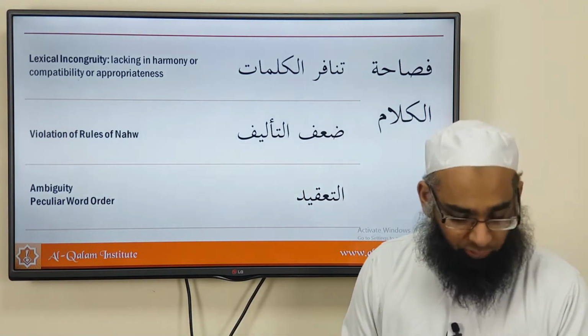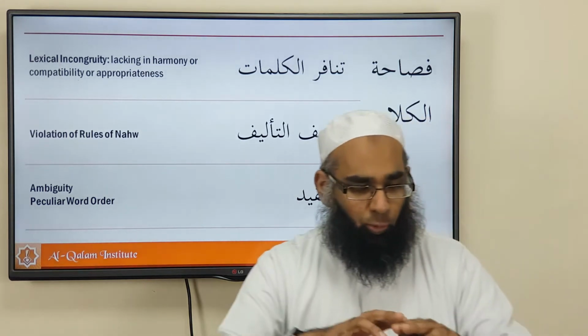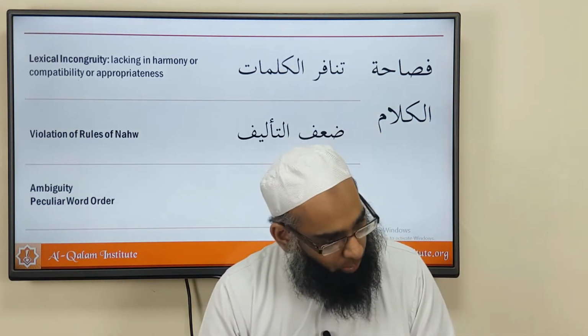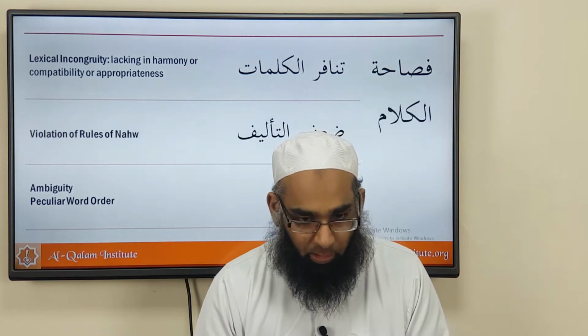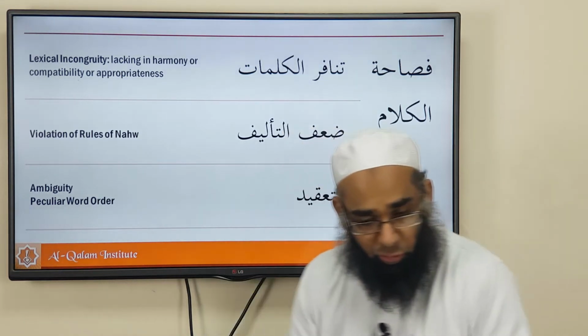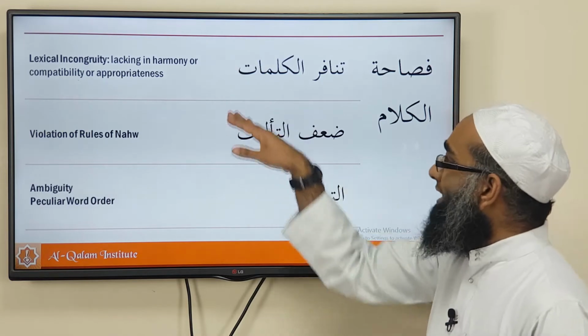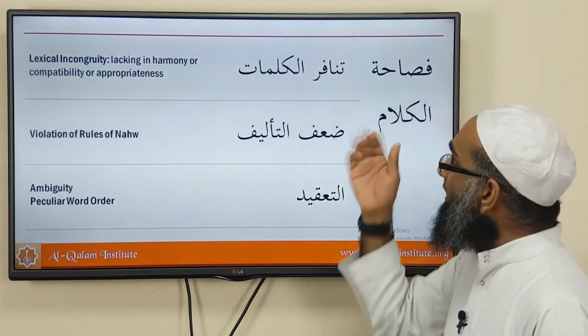The common sense rule is, the four, common sense is what? That the كلام can only be فصيح when the words themselves are also what? Makes sense, isn't it? So you have correct words. Now you put those words together and they shouldn't have any of these three faults. What are these three faults?